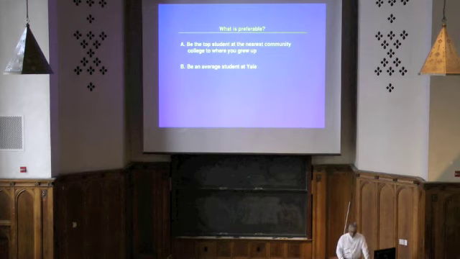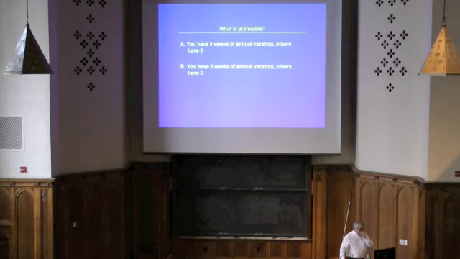All right, so here's another example. Ready? So we didn't know these percentages. All right. So here we are. Which one of these worlds is preferable? You can have 4 weeks of annual vacation and everyone else has 5 weeks. Or you can have 3 weeks of annual vacation and everyone else has 2 weeks.